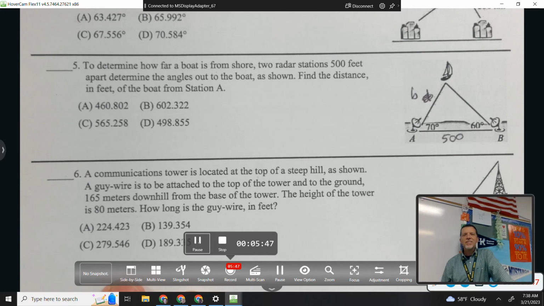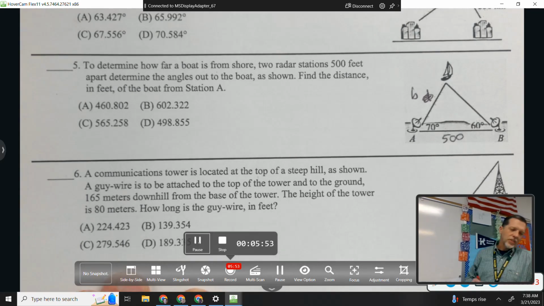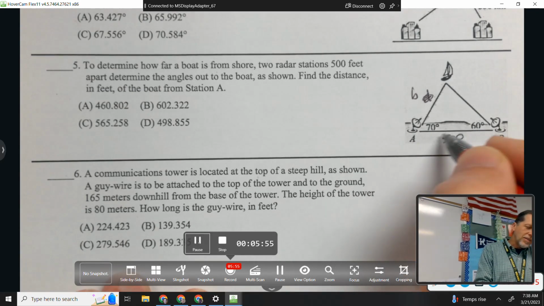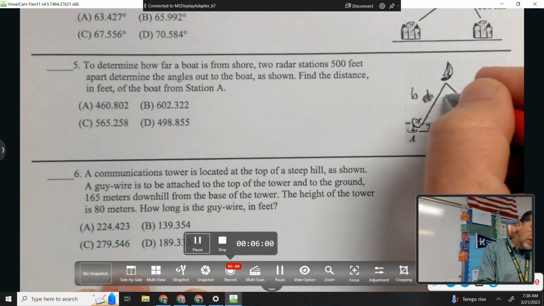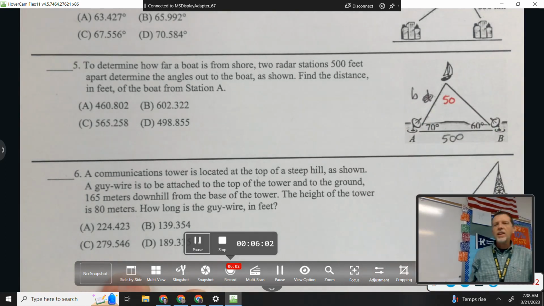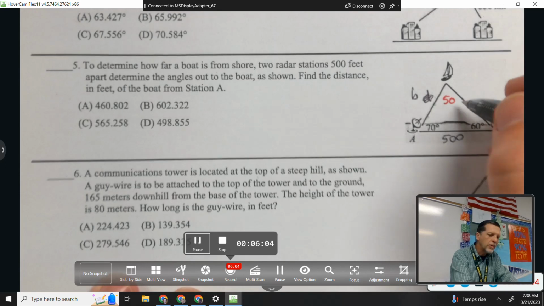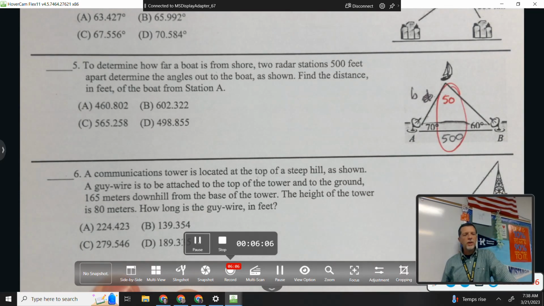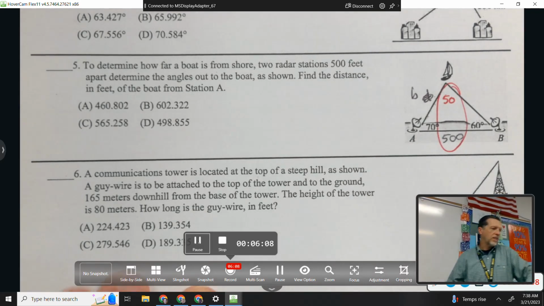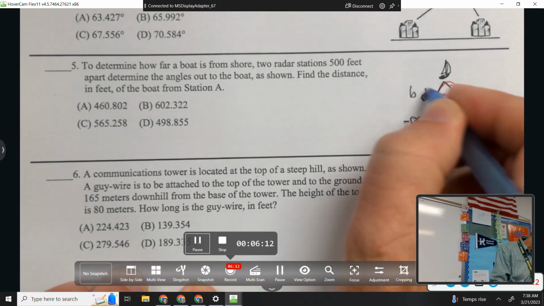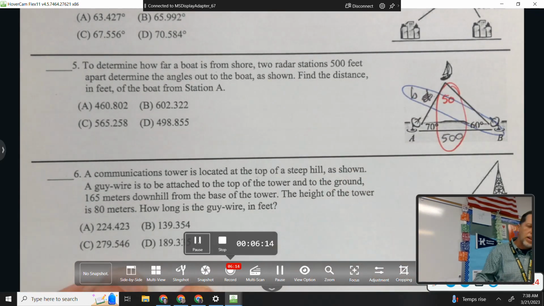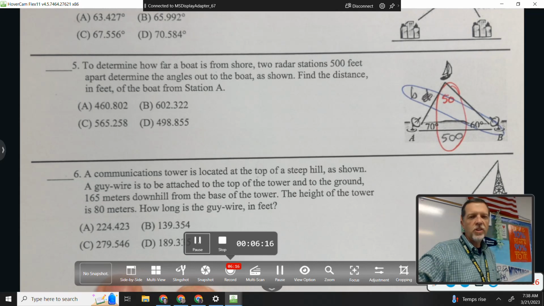Why sines? I don't see an angle side pair. Right, so this one's a little bit tricky. Right now there's not an angle side pair, but let's see, 70 plus 60 is 130. So if this is 50, that makes 180. And now we've got an angle side pair to use for law of sines. So pair that up with this information. I'll hit pause. You see if you can answer number 5.